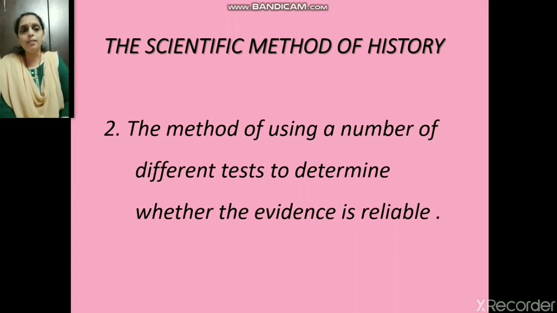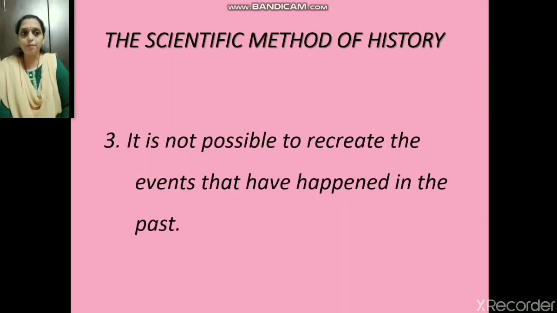Now, the second scientific method is the method of using a number of different tests to determine whether the evidence is reliable. This means different tests are done many times to get a result that you can trust. Now the third scientific method is that it is not possible to recreate the events that have happened in the past. This means we cannot create again the events that happened in the past.